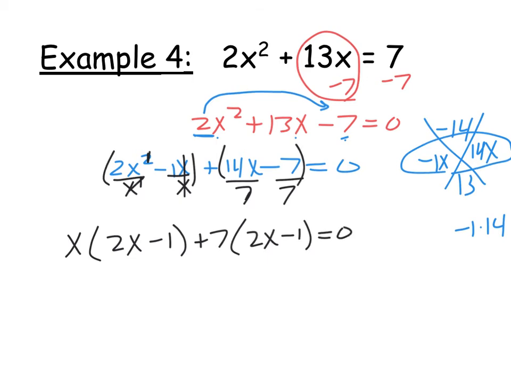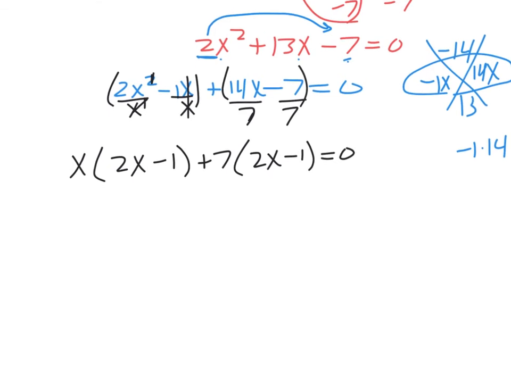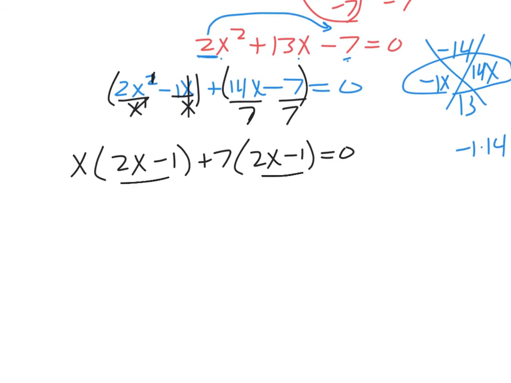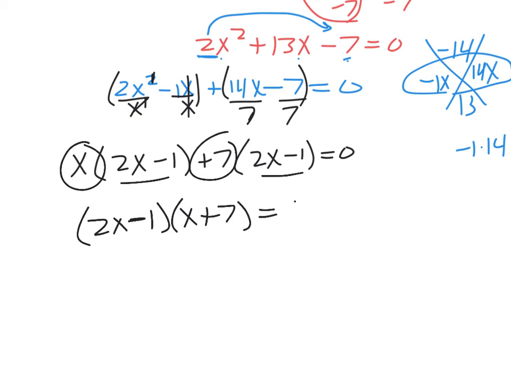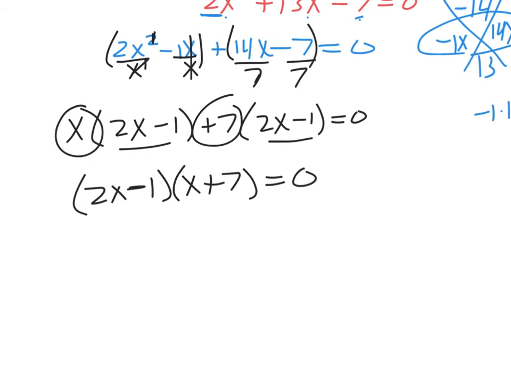So if we're doing this right, grouping, the first factor would be the one they have in common, 2x minus 1. And the other factor is going to be what you're multiplying them by, and that's x plus 7 equals 0. So we got to be a little careful here now. My first factor is 2x minus 1. We're not done. ZPP, zero product property, set them both equal to 0.